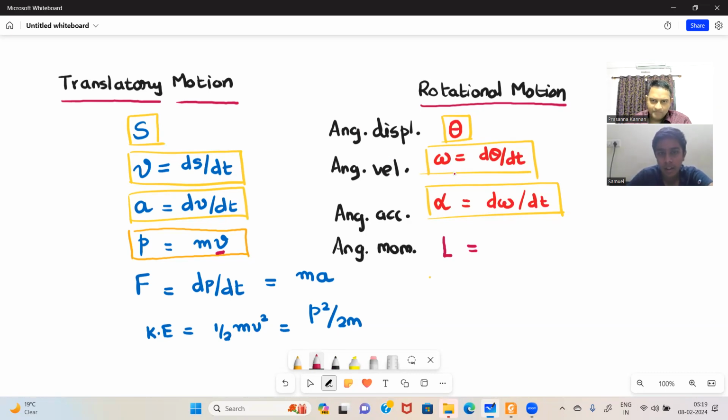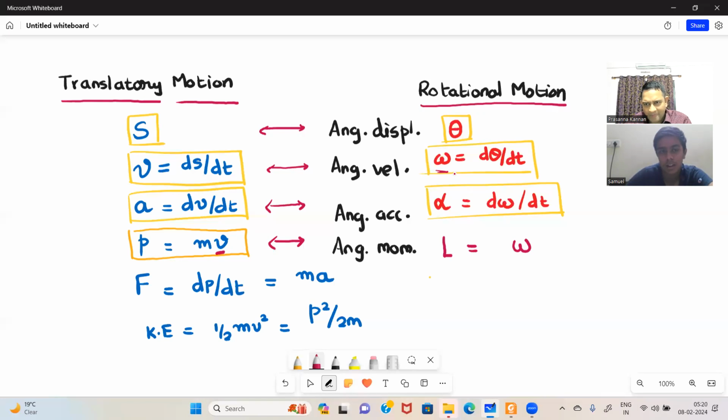What is the equivalent of V here in rotational motion? See, the matchups are here. That's the way you will know new things from something which you already know. Wherever you used linear velocity in translatory motion, in rotational motion you will use what? Omega, angular velocity, correct? So here you have V, so what do you use here? Just omega.